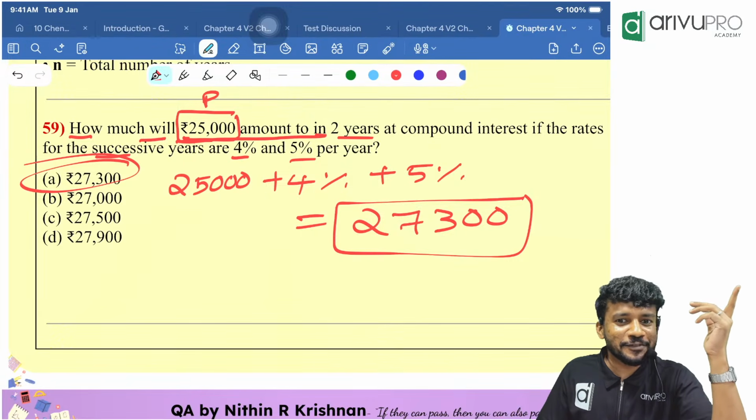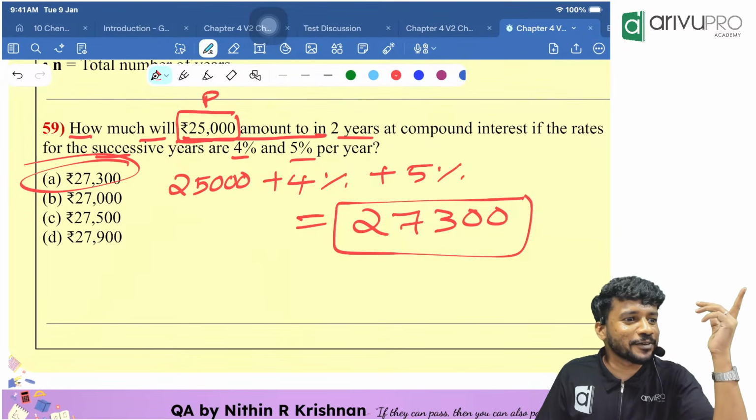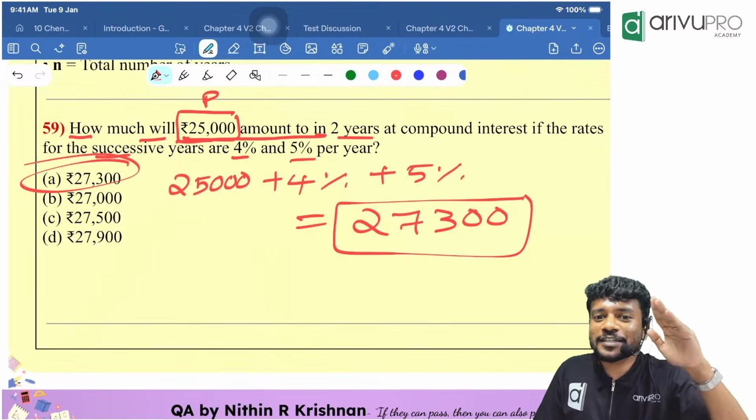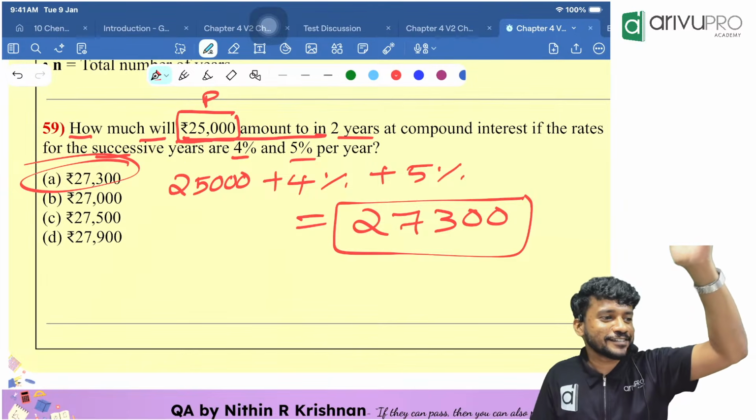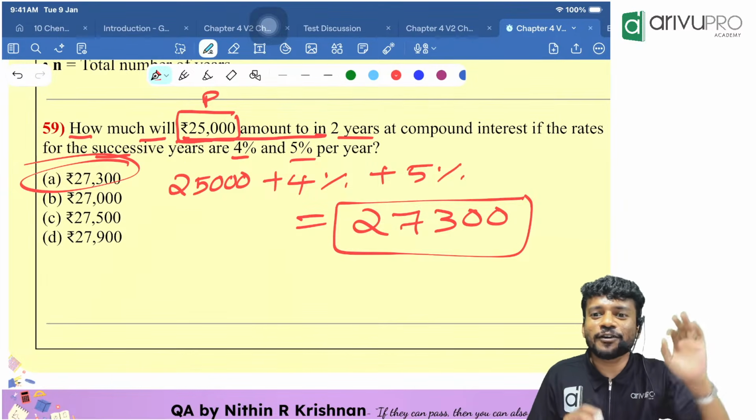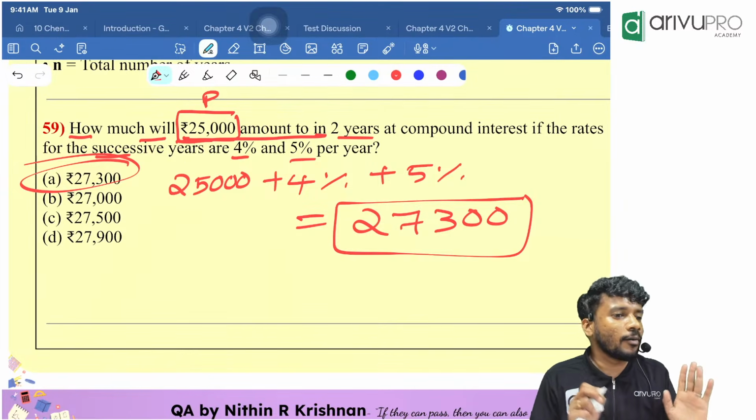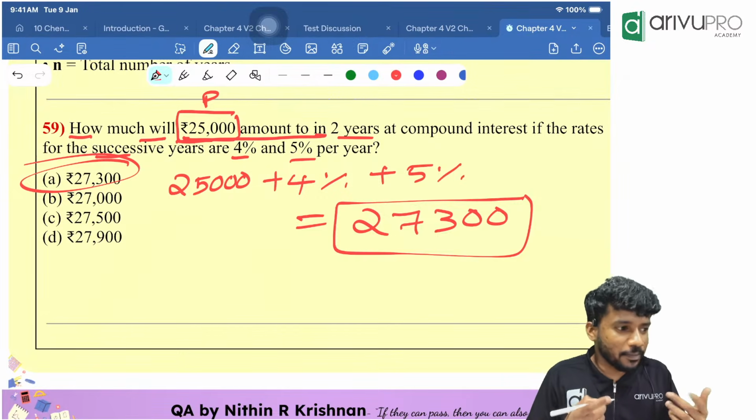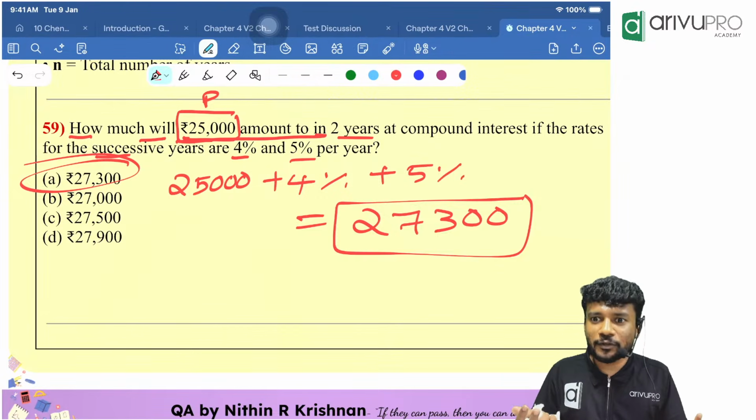Population increase, with respect to simple interest or compound interest? Population always increases like this. It always increases with respect to compound interest. So compounding will happen with respect to our, yeah, that's how it happens.